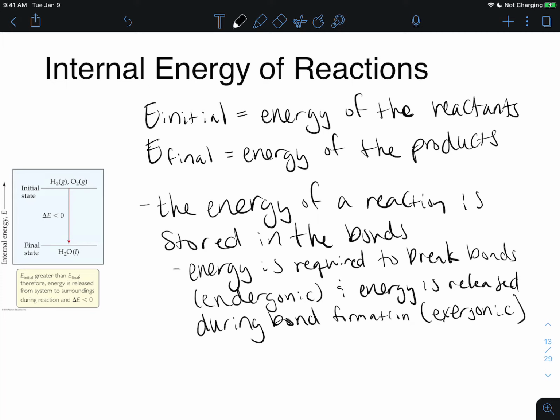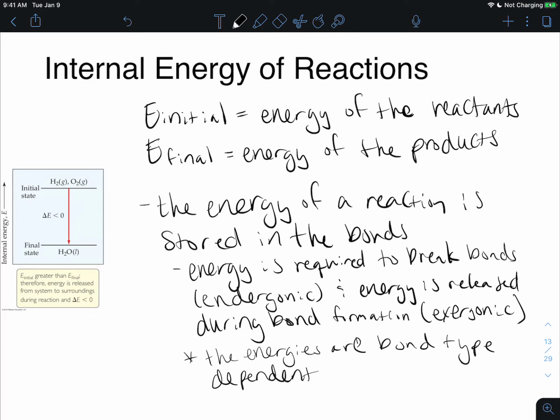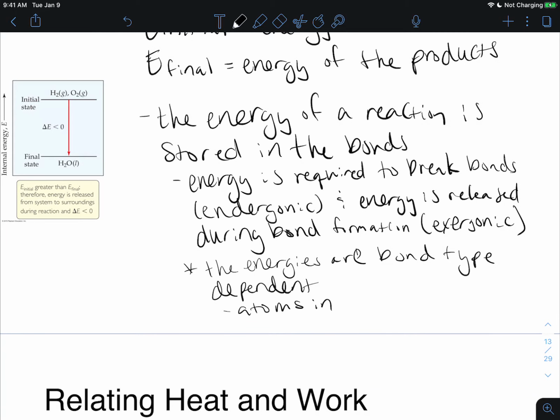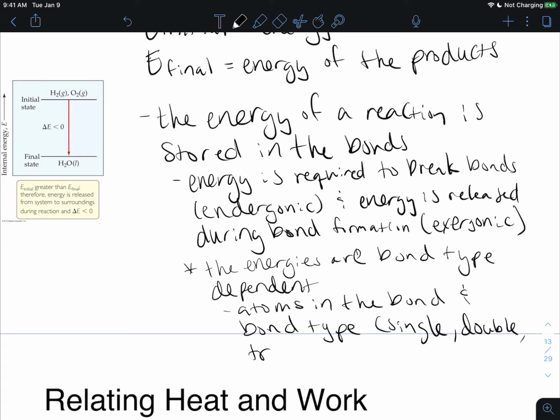So energies are bond type dependent. So they could be single, double, or triple, and the atoms that are involved. So atoms in the bonds and bond type. Single, double, or triple. Okay.